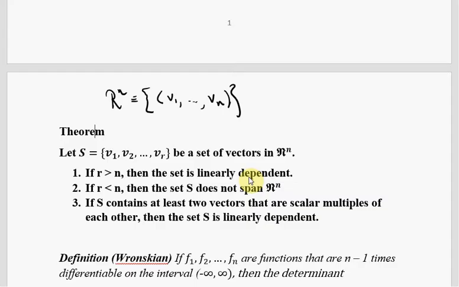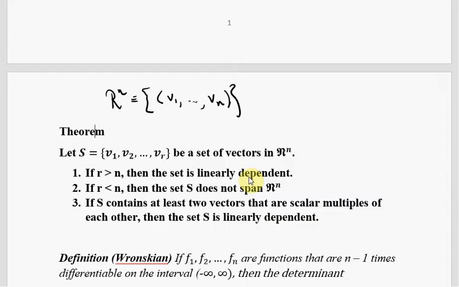We look at the definition. We want to see if we can make the definition talk. Make the definition talk. So that's our goal. Here's the very neat theorem that we're given.